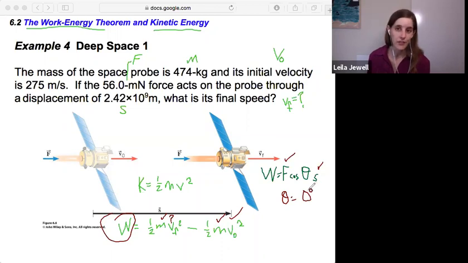So we usually have to figure out the angle ourselves given the description in the problem or in the picture that is included. All right, so cosine of 0 will be 1. That tells us in this case our work will just be the force times the displacement. So with all this in mind, let's take a look at what the solutions show for this, see how they compare.